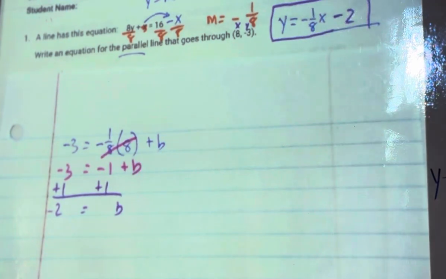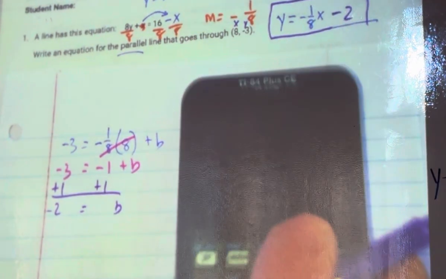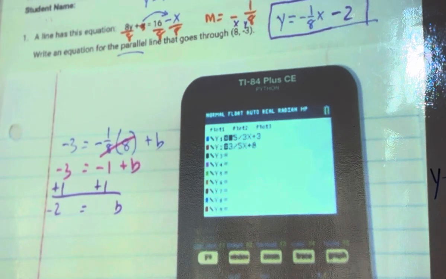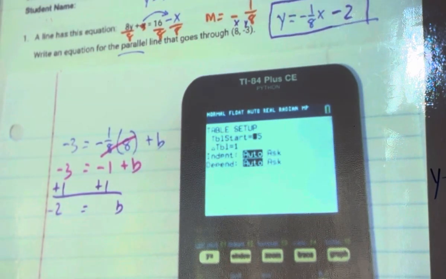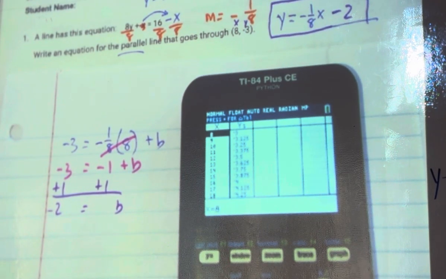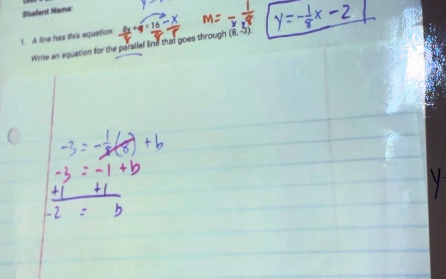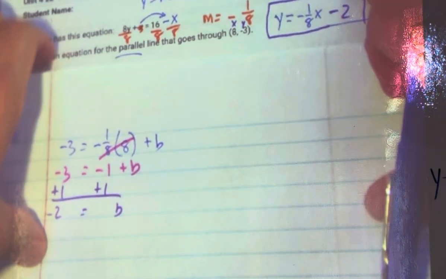So how do you check your answer without my tablet? Go to y equals and type your equation in, -1 divided by 8, x minus 2, and I'm going to go to 8. That point needs to be there. If it's not, I've done something wrong, and it's there. Because there's lots of little steps. Matter of fact, I checked one earlier, and I added incorrectly. Okay, number 2.